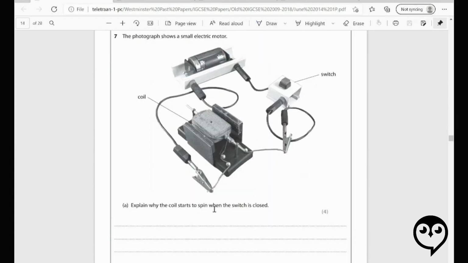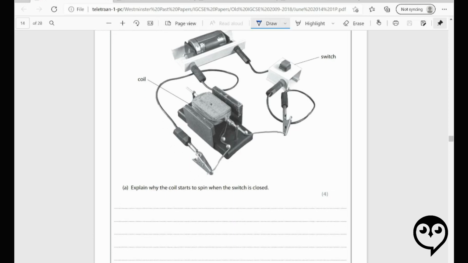Explain why the coil starts to spin when the switch is closed. Again, very kind of straightforward, I would hope. We've got a current running through a coil. The current running through the coil causes a magnetic field around those wires. Those magnetic fields interact with the permanent magnetic field lines. They will experience a force, and because one side is experiencing a force upwards and the other side is experiencing a force downwards, there will be a torque along the middle here, and it will rotate. I'd say something to that effect.